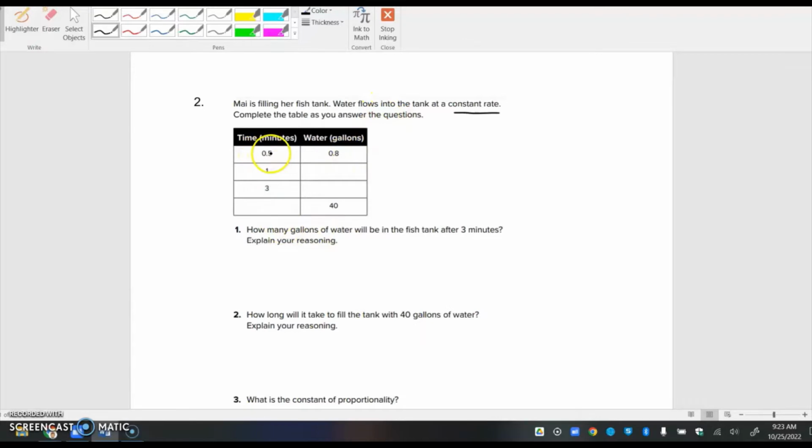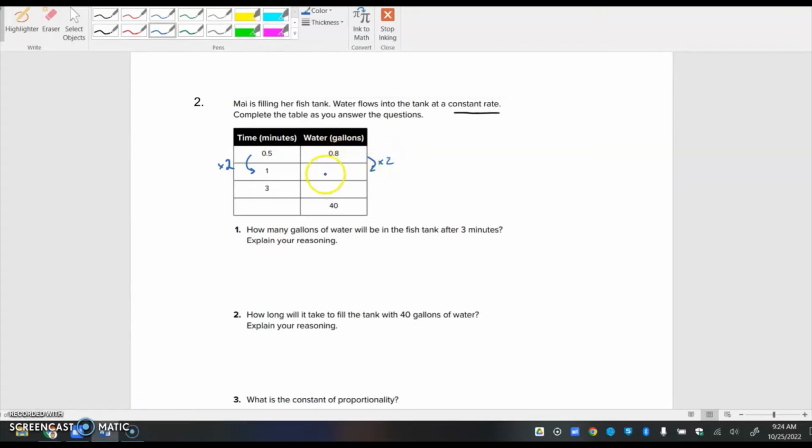So in a half a minute, the number of gallons that goes in the tank is 8/10 or 0.8 gallons. Number 1 says, how many gallons of water will be in the fish tank after 3 minutes. So we're looking for this answer. How do we know? And then we're looking for how long it will take to fill 40 gallons. Well, using a table can often be helpful. I know that to go from a half to 1, I'm doubling, I'm timesing by 2. So here, do the same thing.